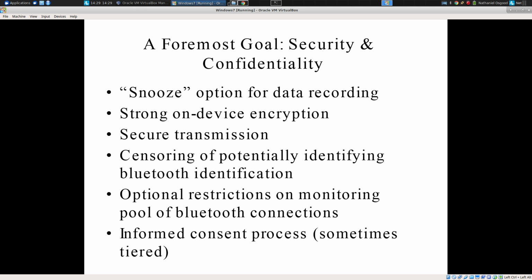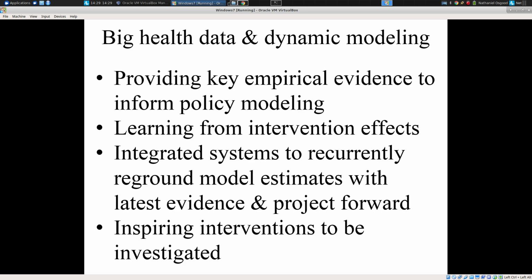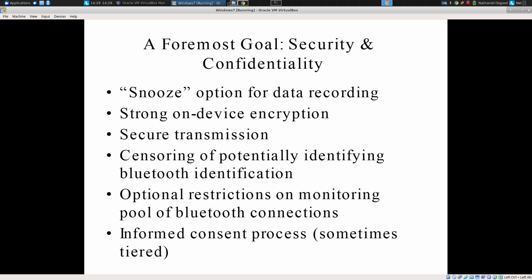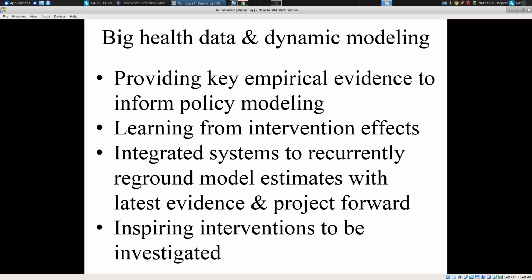It has strong on-device encryption. There are actually 2 levels of encryption, and it sends things back in an encrypted fashion. There are certain types of information we do not collect because of privacy concerns. And there's an informed consent process that all studies go through, sometimes in a tiered way. So this is a little bit about our study, our system. We're going to see more about it in the particular vignettes that are coming up.